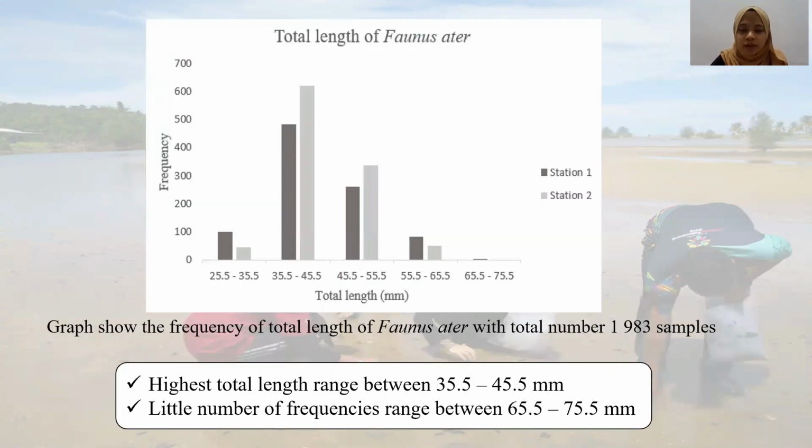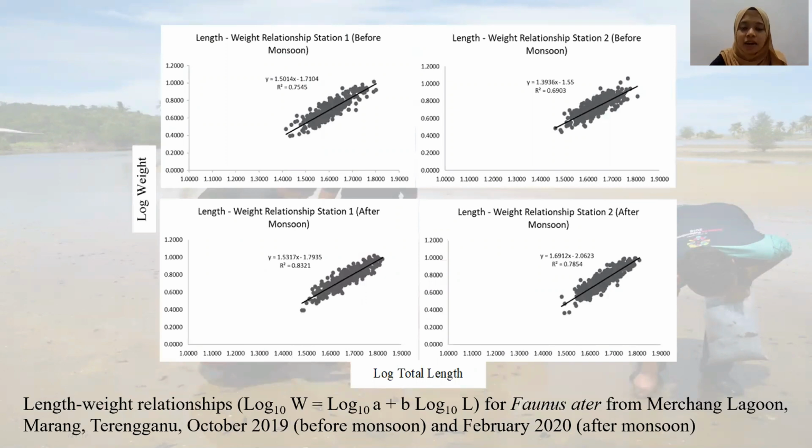This is the result for the size frequency. Total length range between 35.5 to 45.5 mm was highest, and little number of frequency range between 65.5 to 75.5 mm. This is the graph for the length-weight relationship.